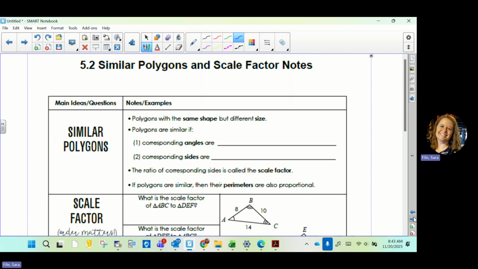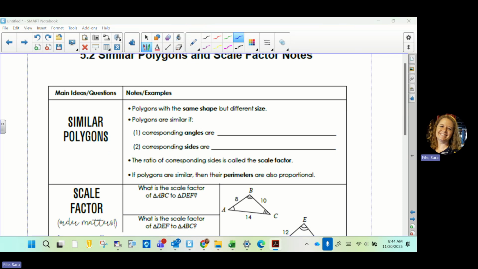So if you flip over to the back, we're going to look at similar polygons and scale factor. Now we touched on scale factor at the beginning of the week before you started your project because we talked about dilations. And when you dilate a figure, you're multiplying by a scale factor, right? That's what we talked about. So scale factor is not brand new, but we're going to talk about it again because it relates to similar figures or similar polygons. So what does similar mean?